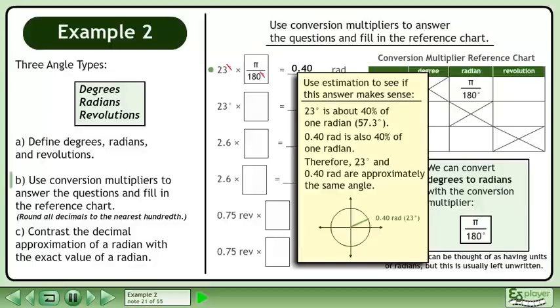Use estimation to see if this answer makes sense. 23 degrees is about 40% of 1 radian, which is 57.3 degrees. 0.40 radians is also 40% of 1 radian. Therefore, 23 degrees and 0.40 radians are approximately the same angle.